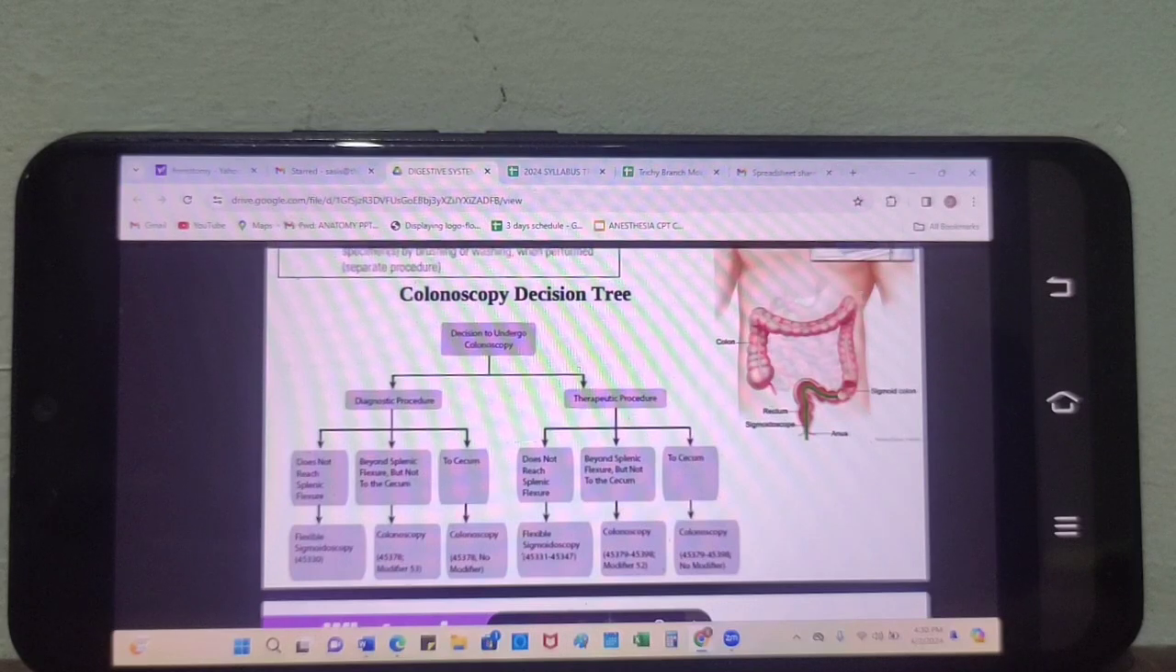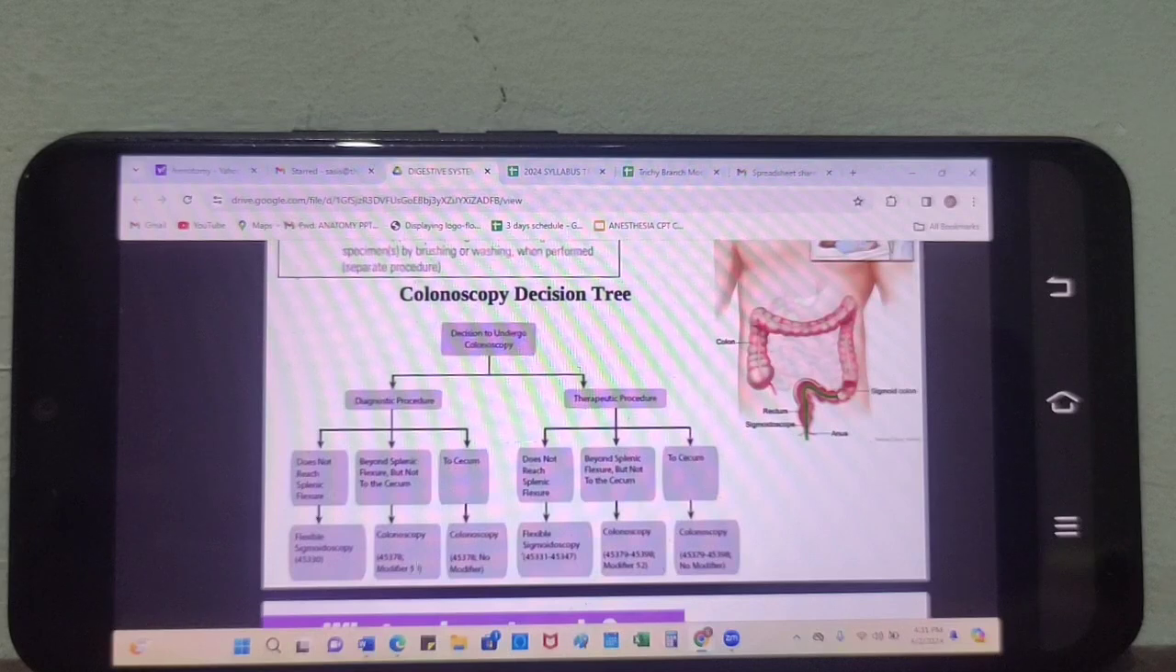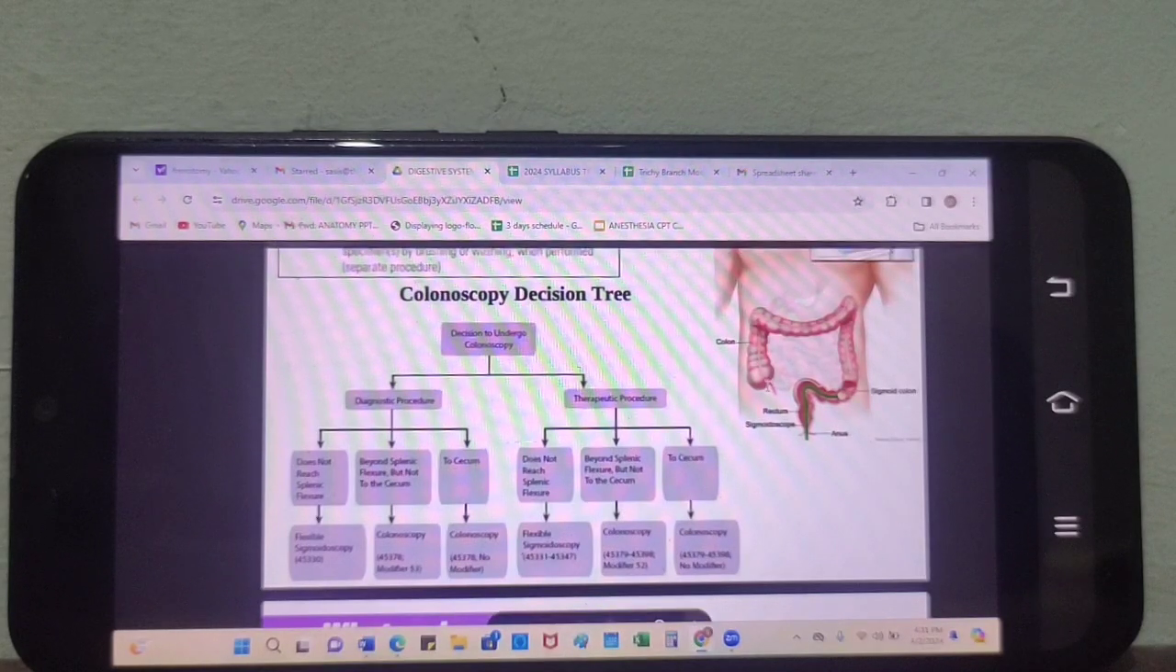If it goes beyond the splenic flexure but does not reach the cecum, go for 45378 with modifier 53.